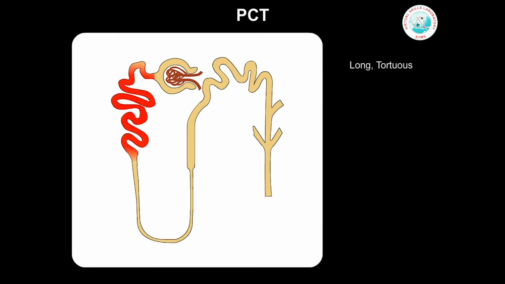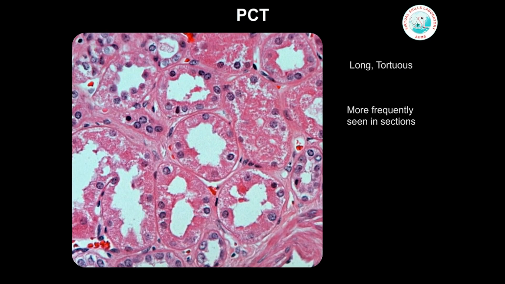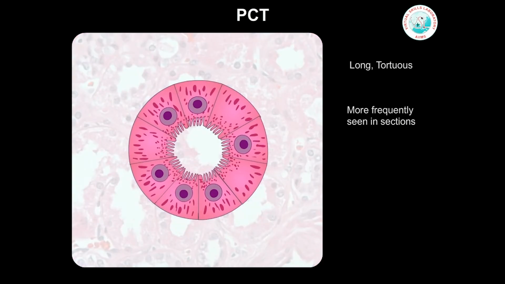Coming on to the tubules, the proximal convoluted tubule or the PCT is a long tortuous tubule. It is longer than the distal convoluted tubule, therefore is more frequently seen in the sections. The PCT is lined by cuboidal cells with abundant granular eosinophilic cytoplasm because of the presence of numerous mitochondria. The cell apex has long microvilli for reabsorption, thus giving it a brush border appearance.